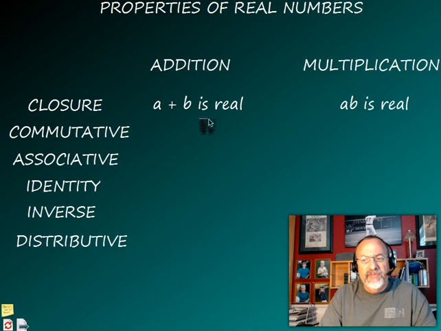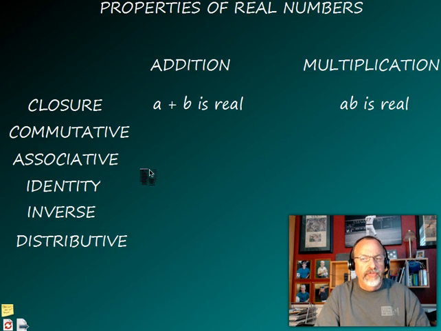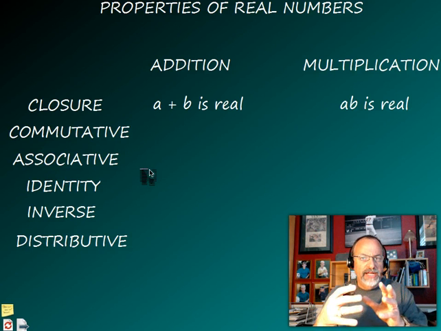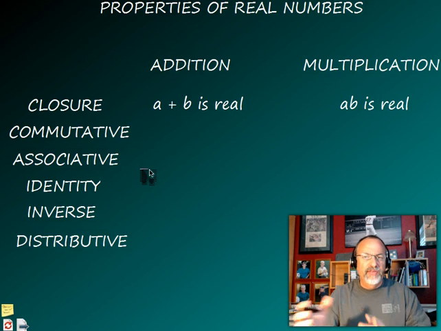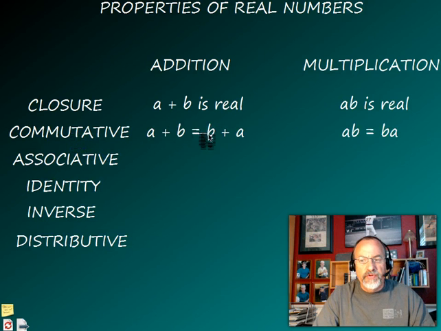Closure simply means that if A and B are real numbers and I add them together, the answer is going to be a real number as well. And for multiplication, if A and B are real numbers, then the answer that I get when I multiply them together is going to be a real number as well. That's what closure means. In other words, if you're using real numbers to begin with, you're going to get an answer that's a real number as well. You're not going to get these imaginary numbers that I talked about earlier that we'll talk about later this year. Commutative, you remember, you can reverse the order and still get the same answer.